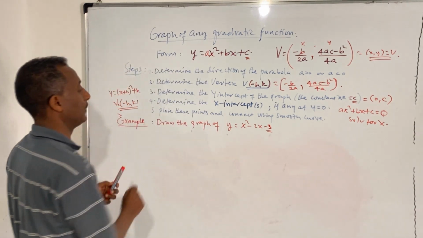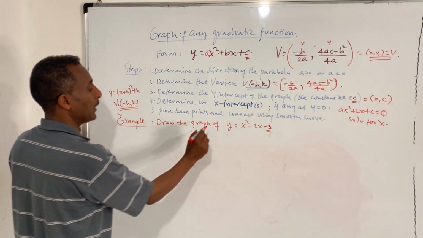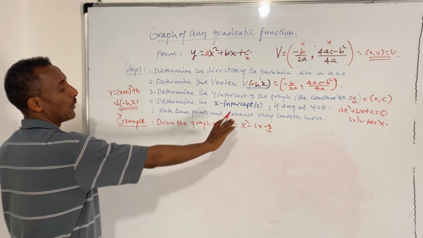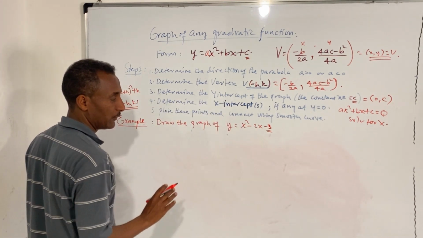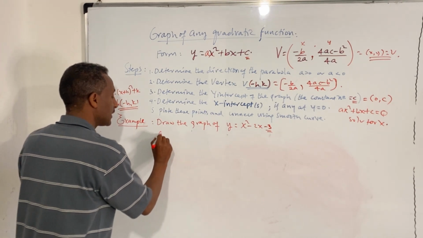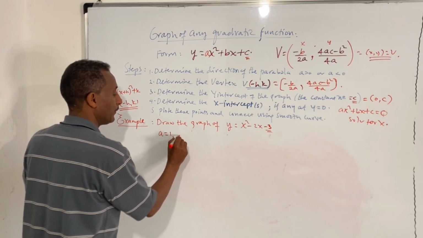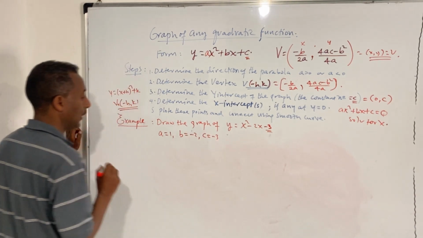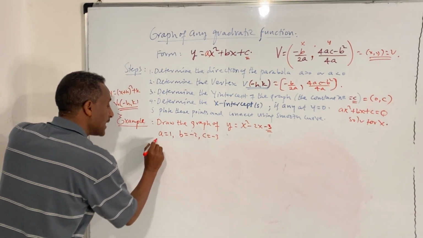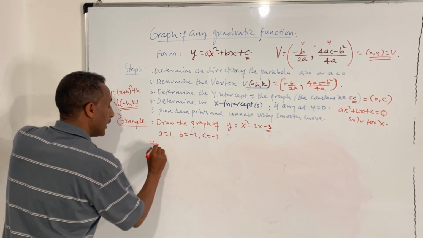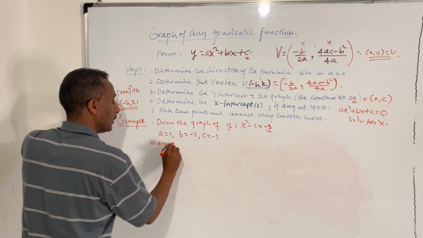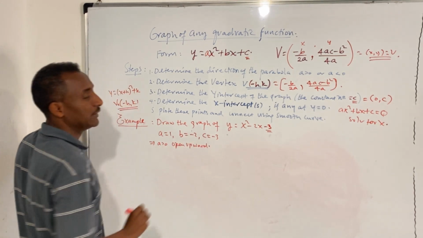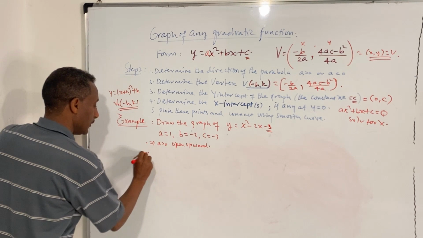So let us see this example. In this case, y is equal to x squared minus 2x minus 3 is our quadratic function. So in this case, a is equal to 1, b is equal to minus 2, c is equal to minus 3. Okay. Because a is positive, a is greater than 0, which means it opens upward. Good. One piece of information.